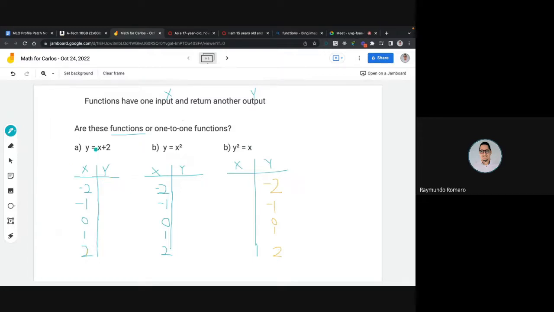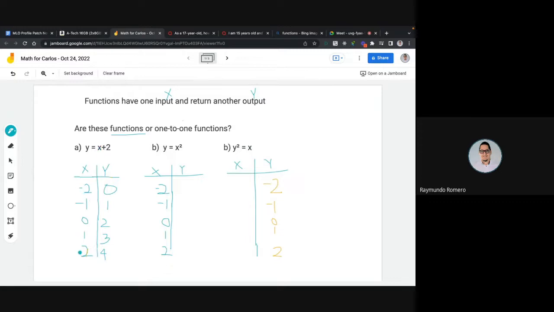If I plug in -2, plus 2, it's going to be 0. If I plug in -1, plus 2 is 1. And if you have problems with adding negatives and positives, let me know and I'll help you. 0 plus 2 equals 2. 1 plus 2 equals 3. 2 plus 2 equals 4. So y equals 4. I'm plugging the number right here for x.